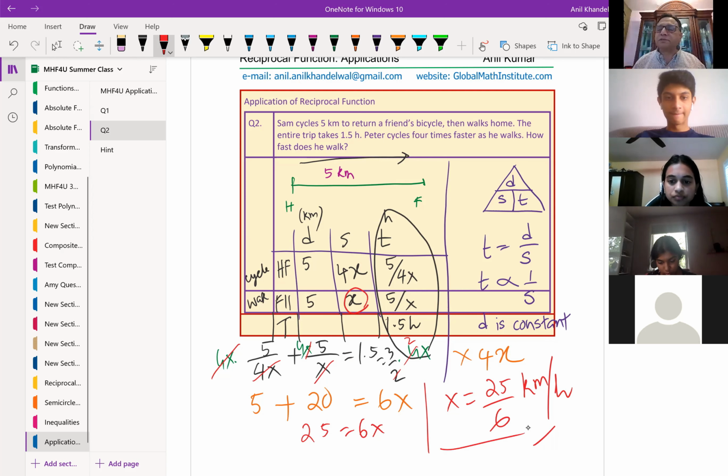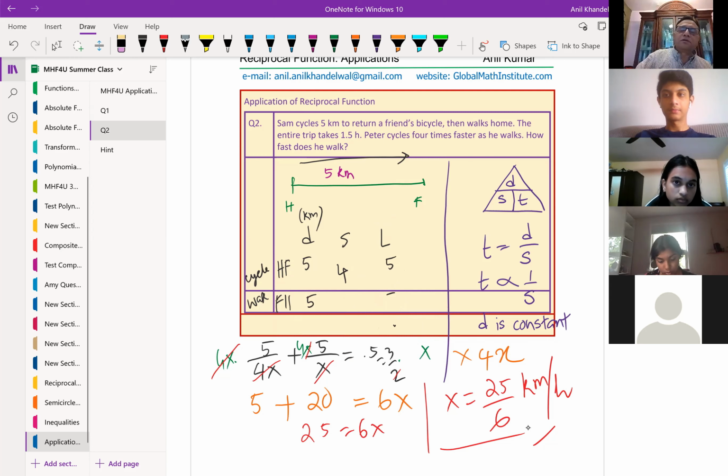Sir, I missed the first part, the table. Can you just explain how you did the table again? I just missed the table because my dad came in. Oh, no problem. We'll do it all over again. Very important for solving any distance, speed, time problem.